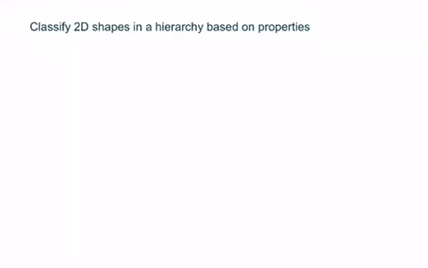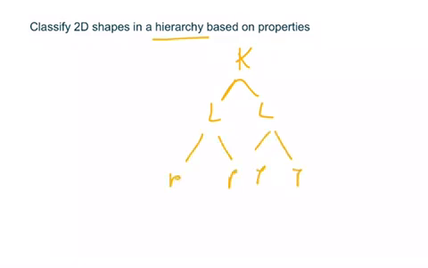In fifth grade, we asked students to classify 2D shapes in a hierarchy based on properties. Now what does hierarchy mean? Traditionally, when I think of hierarchy, I think of kings and queens who rule over everyone else. You could have your king up at the top, and then maybe they have some lords beneath them, and then maybe the lords rule the peasants in a certain part of the territory. Now this is what a hierarchy looks like.